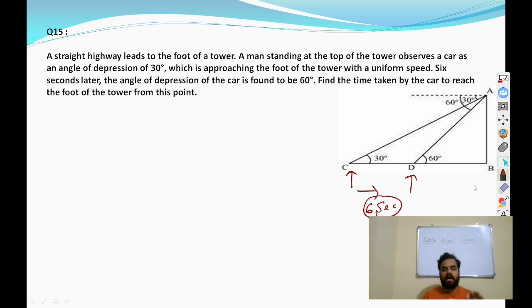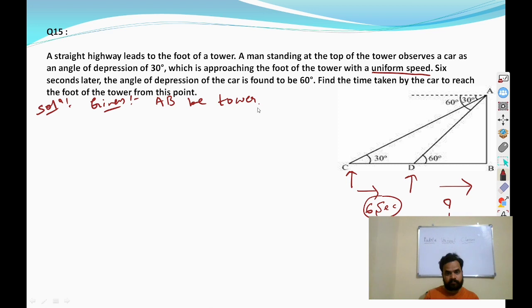And the question is, how much time is this car taking to move from D to B? Speed remains the same because they mention in the question uniform speed. If the question is clear, right, solution. So what will we take? Let AB be the tower. A straight highway leads to the foot of the tower. Only the 2 angles are given, and 6 seconds time is given, and uniform speed is given.